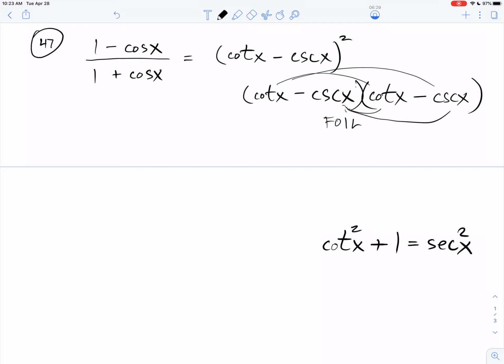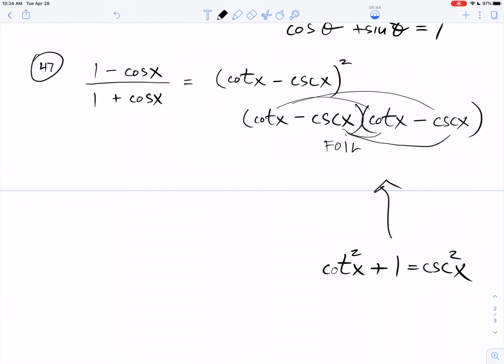And that's my cot one. Oh, sorry. I meant to write cosecant. Whoops. Cosecant squared. See, there's a relationship there that you're probably going to want to use on this side to make it work out. So here's the thing, though. You got to work on both sides on this one. 47's a jerk because you definitely cannot do it easily unless you work on both sides.